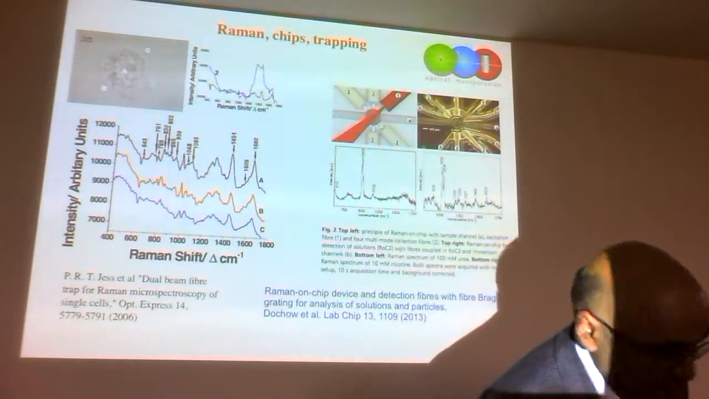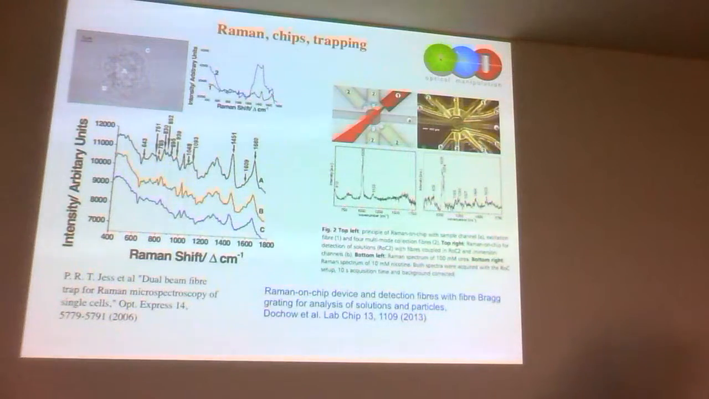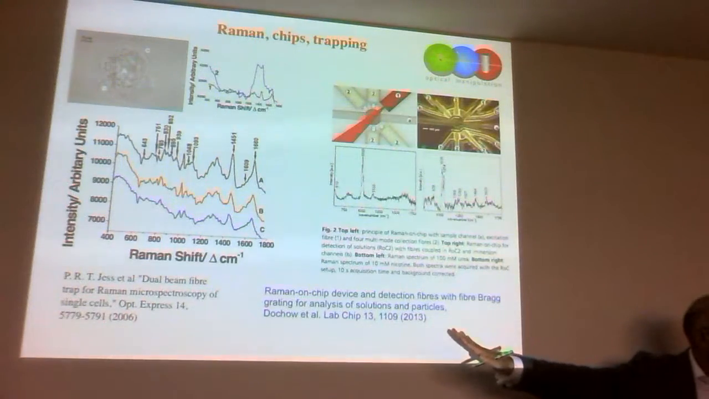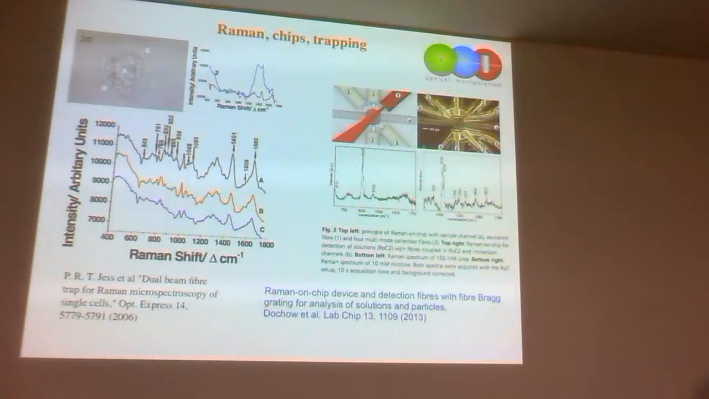Also, this is our work. This is, for example, work at Jena using these dual-beam traps for on-chip Raman. And here, they're using detection fibers with Bragg grating. So these are just two examples. And here on the left is an example of using the dual-beam trap for Raman microspectroscopy. Even this simple setup, two beams pointing at one another, holding cells and squashing them, uses much lower powers than what I just showed you in the Guck and Cass work. I'll just show you examples.